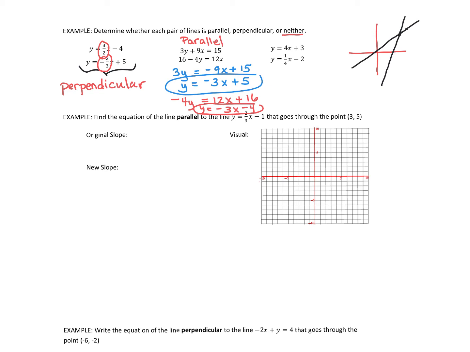For the third example, this has a slope of 4, this has a slope of 1/4, and while they are reciprocals, they do not have opposite signs, so these are neither parallel nor perpendicular. And so all we're doing there is just looking at the slopes and deciding the relationship between those slopes.